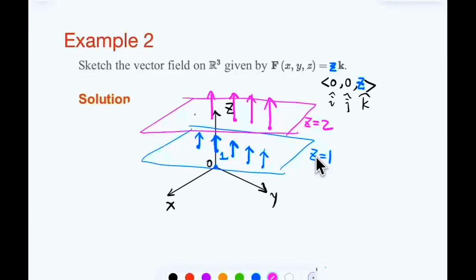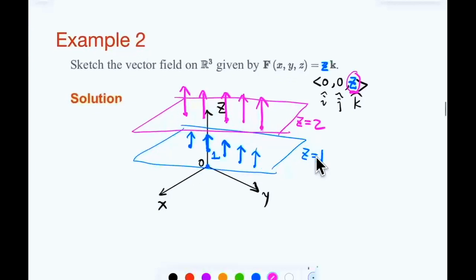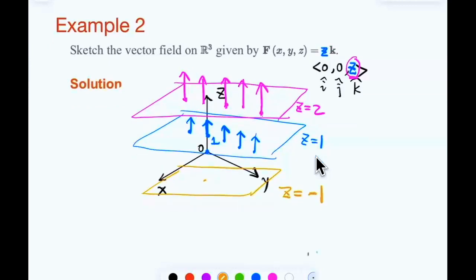Magnitude is equal to the z component of the point. Since all of these points have the z component equal to 2, the magnitude will be 2, right? And similarly, what about at the plane z equal to, say, negative 1? It's going to point downward like this. So you see the idea, right?